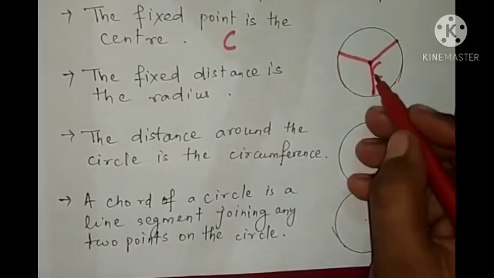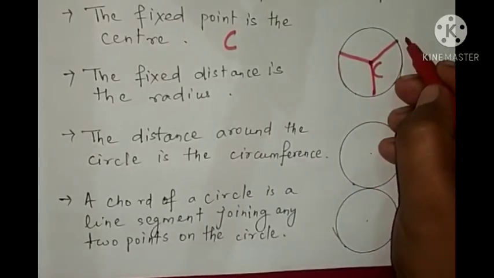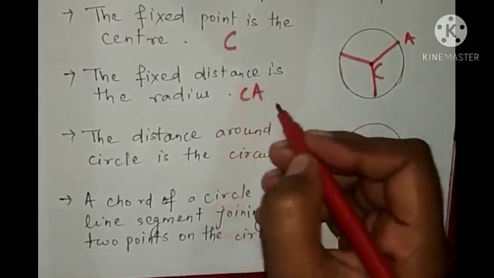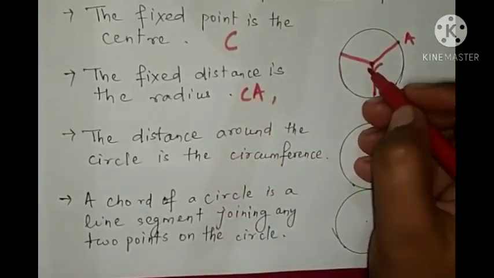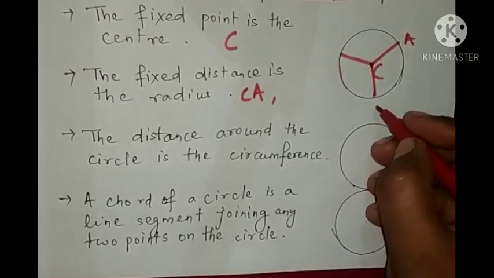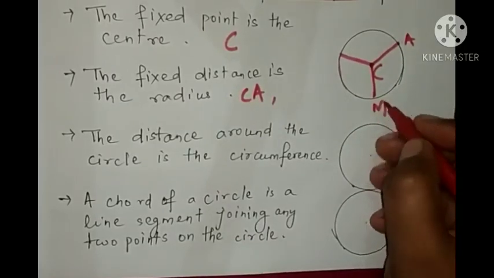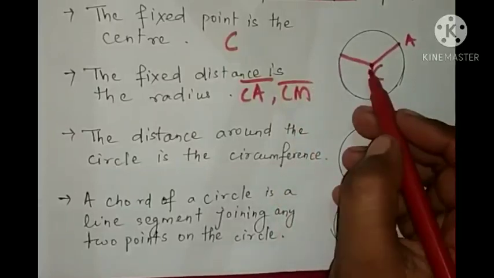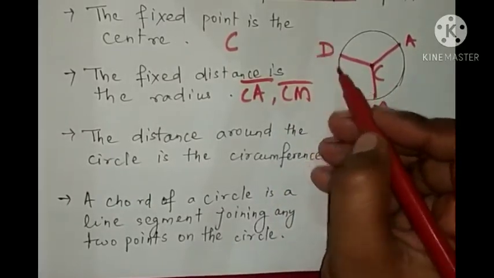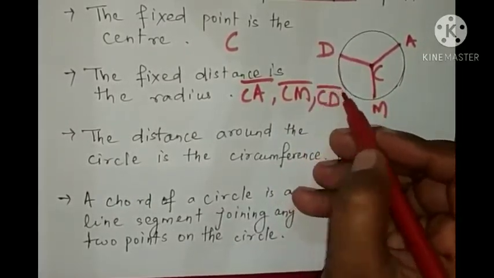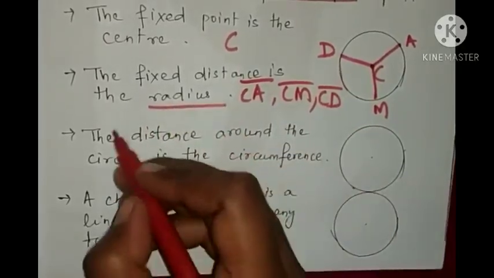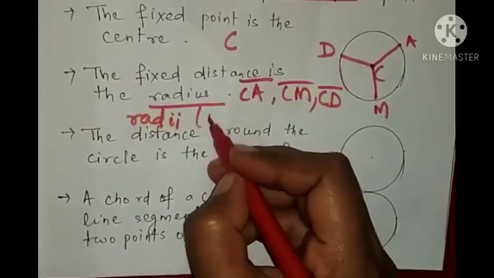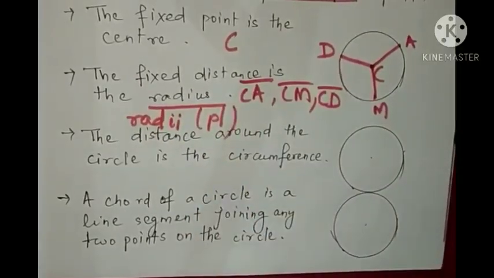So if this is C, here CA is a radius, or you can see here CM is one radius. Then CD is one radius. So radius is singular, and the plural is Radii. Okay, this is the plural form of radius.